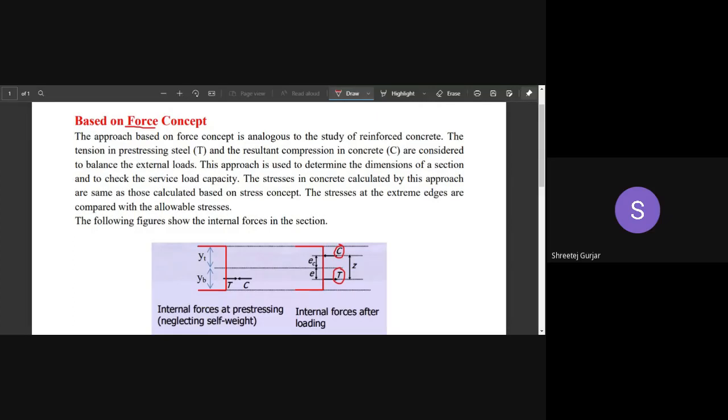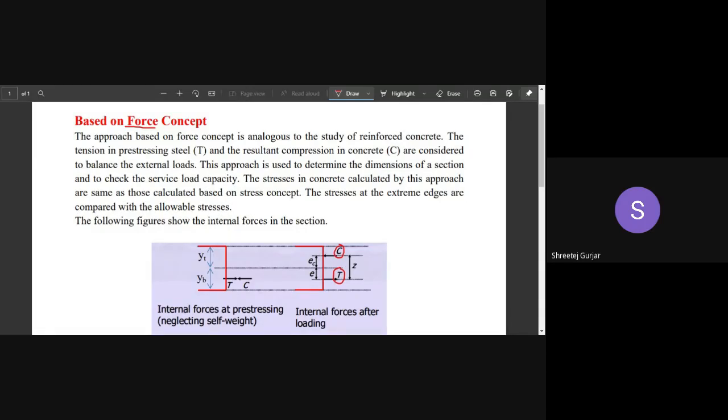What do you mean by this? This is similar to the reinforced concrete study we do, wherein we have a tensile force in the reinforcement steel, and a compressive force in the concrete due to the load. The same concept is applied here as in RCC.